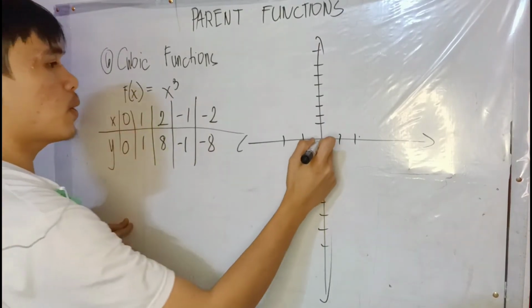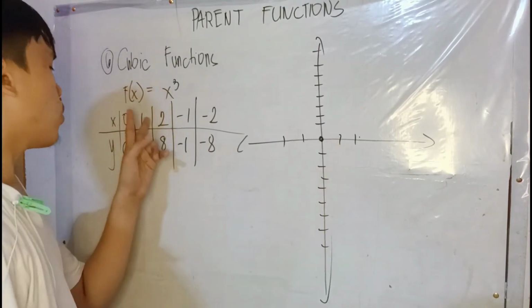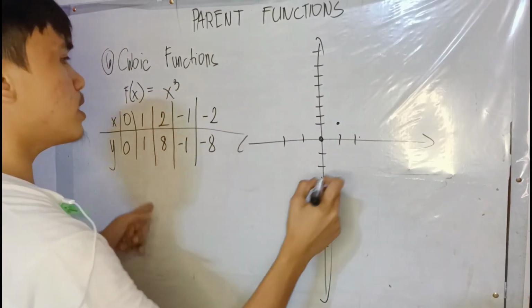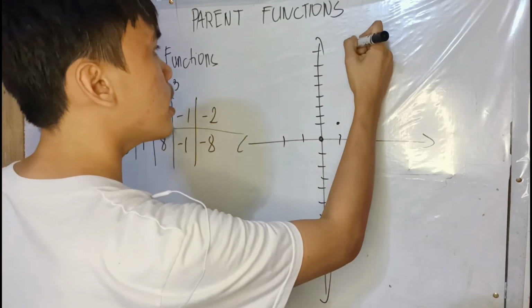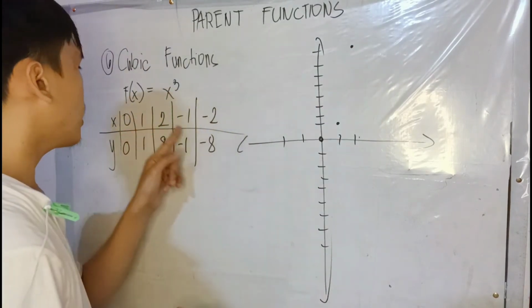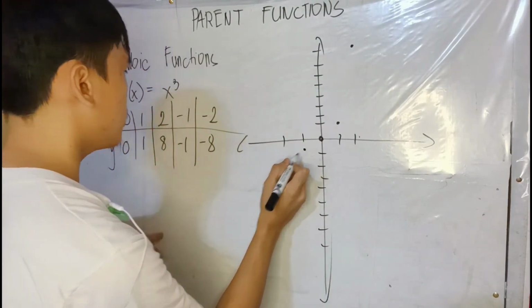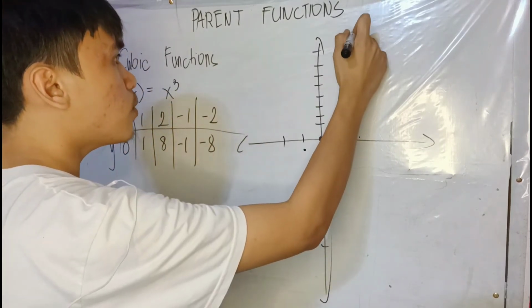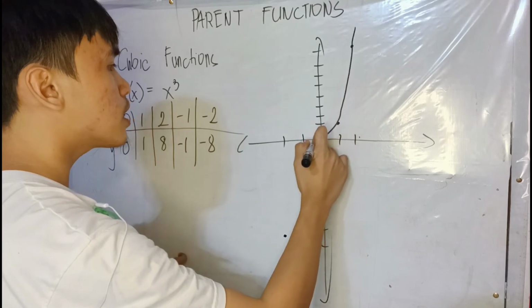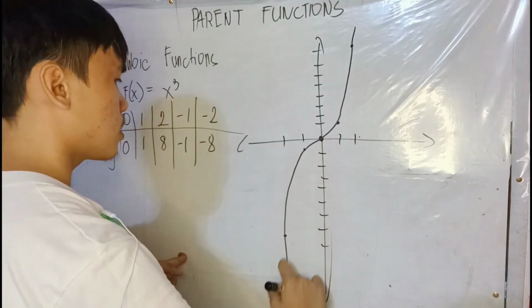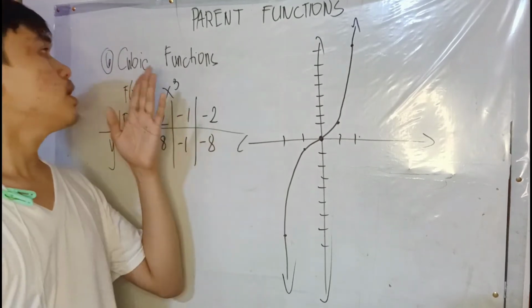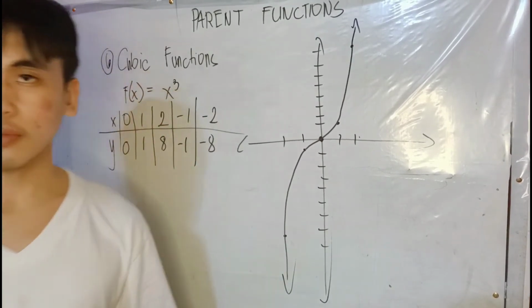So 0 and 0, 1 and 1, 2 and 8, like that, and negative 1 and negative 1, negative 2 and negative 8. So our graph solution will look like this. Okay, so that is the graphic solution of a cubic function.